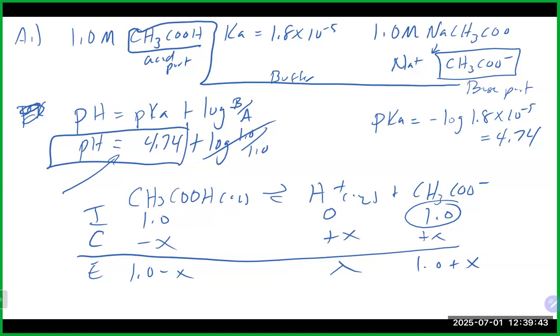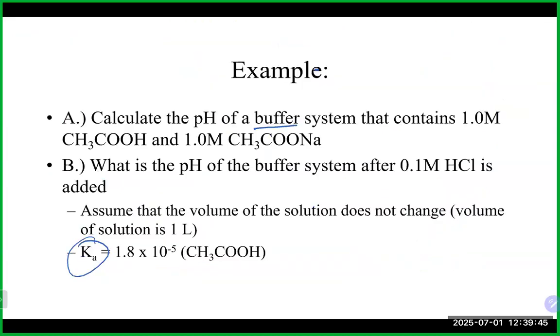Other questions? All right, so let's take a look at B. What will be the pH of the buffer system after we add 0.1 molar HCl? In this particular problem, we're going to assume that everybody's volume just stays at 1 liter to make the math a little bit easier. That is not always the case, so you do have to take into account the volume in most cases. But for this first one, we're just going to assume everybody's 1 liter in terms of their volume.